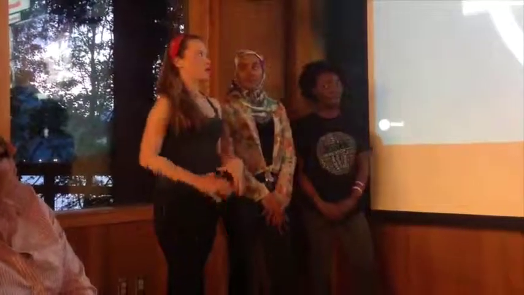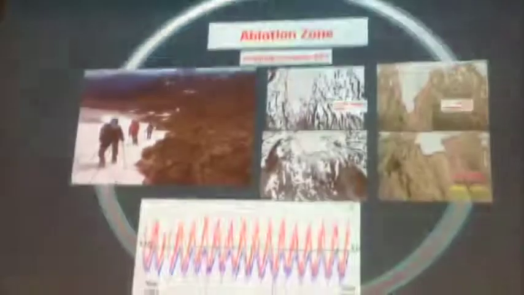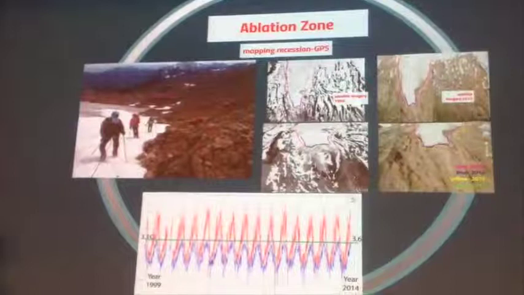So the ablation zone is basically the bottom of the glacier. At the terminus, which is just the edge of the glacier, is where the most melting occurs, and usually there's much more melting than there is snowfall. And this is where you'll usually see a receding of the glacier, in the ablation zone.